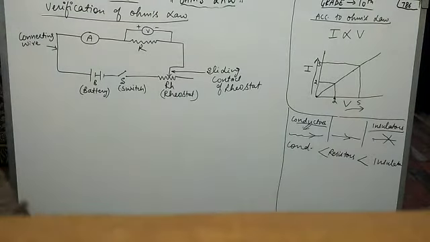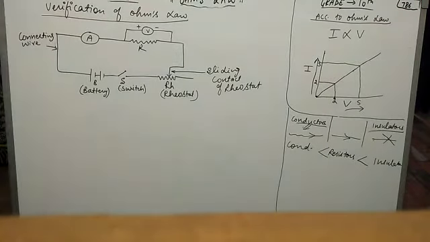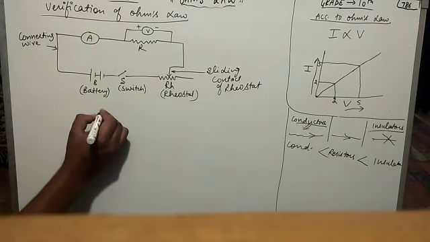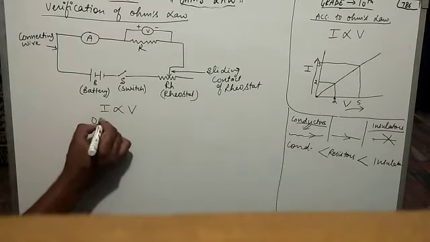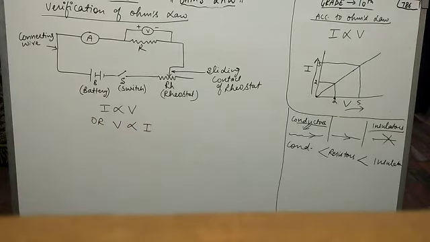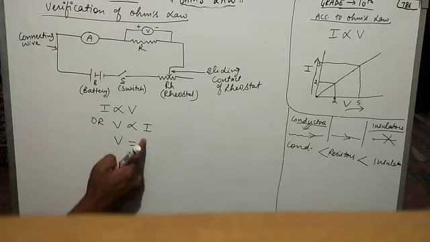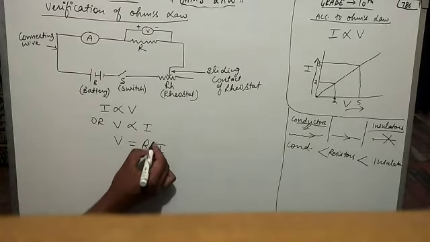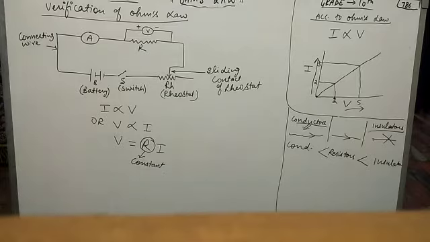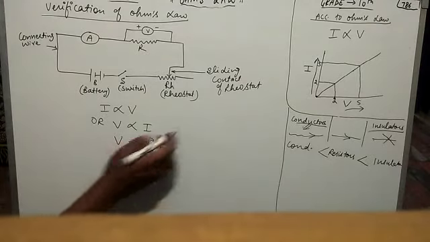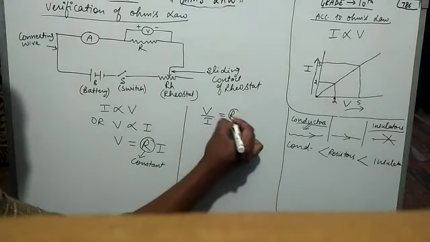So let's not waste time. Let's come to the next topic, verification of Ohm's law. How can we verify Ohm's law? Now look, according to Ohm's law, current is directly proportional to V, or V is directly proportional to current. If we remove the proportionality sign, one proportionality constant will come, and that is R. Now we know this is constant. Take I to this side, and what do you get? V upon I is equal to R, that is constant.